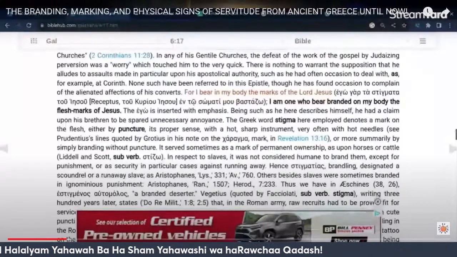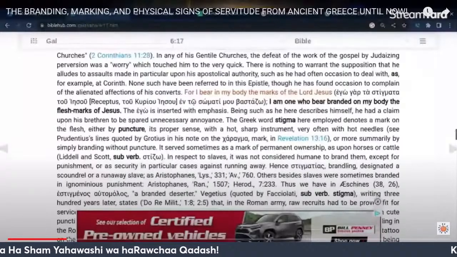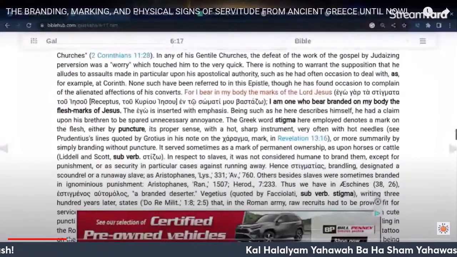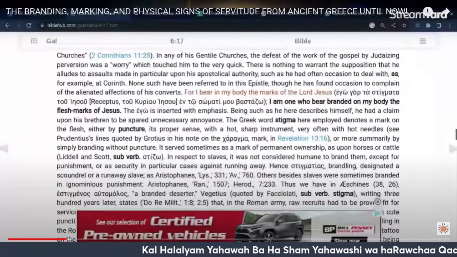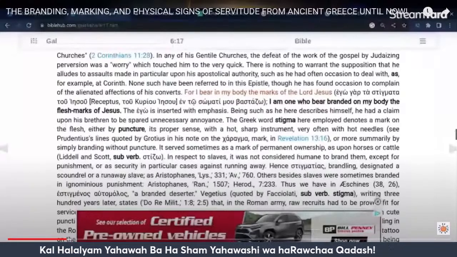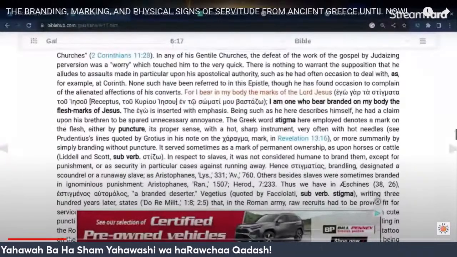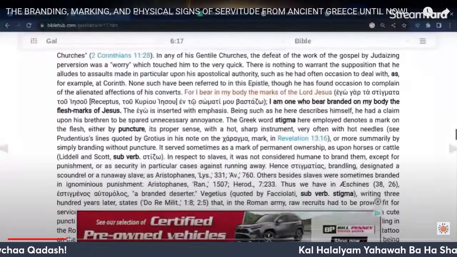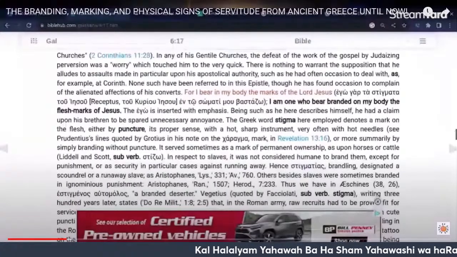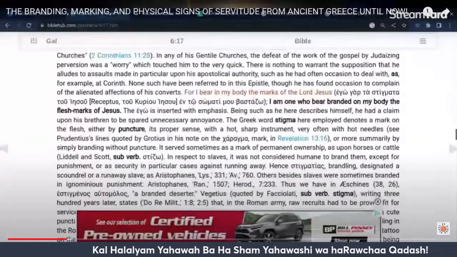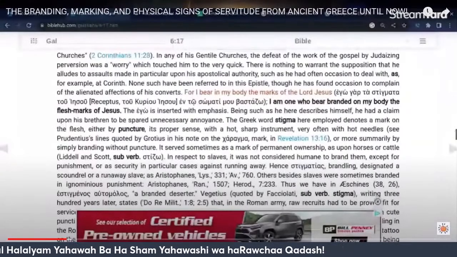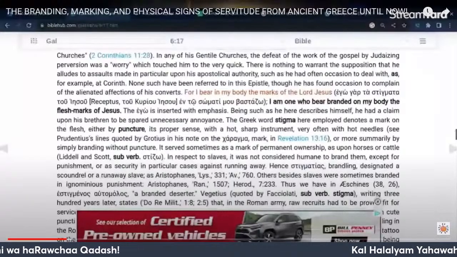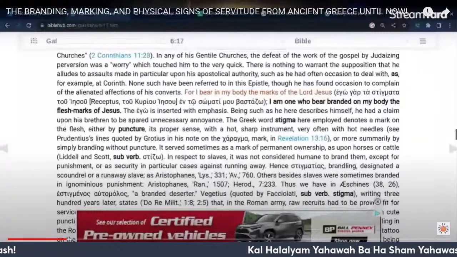And then it goes into the charagma. So the idea of it just being some type of spiritual thing in every instance, similar to Ezekiel 9:4, well, that's wrong. The stigma always goes back to and denotes a physical mark on your flesh. It says, or similarly, by simply branding without puncture. And that's the ancient world form of branding, which I'll read on. It served sometimes as a mark of permanent ownership, as upon horses or cattle. So the idea is you are owned with this Revelation 13:16 mark.